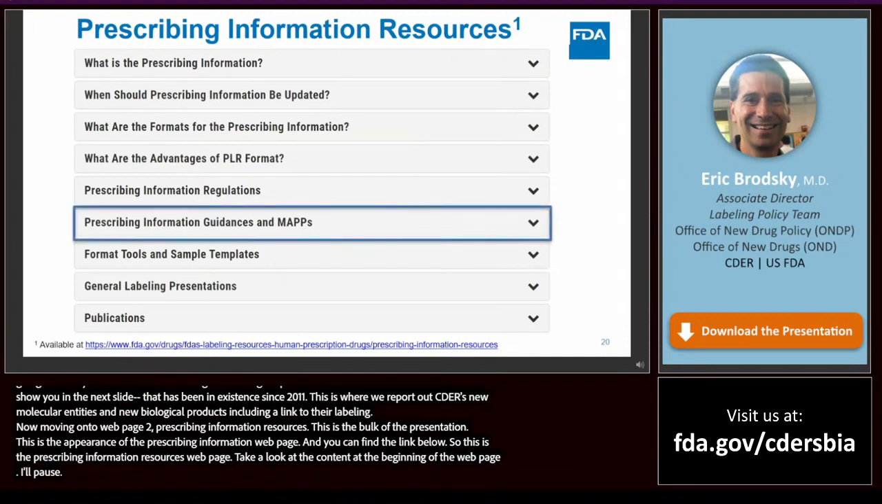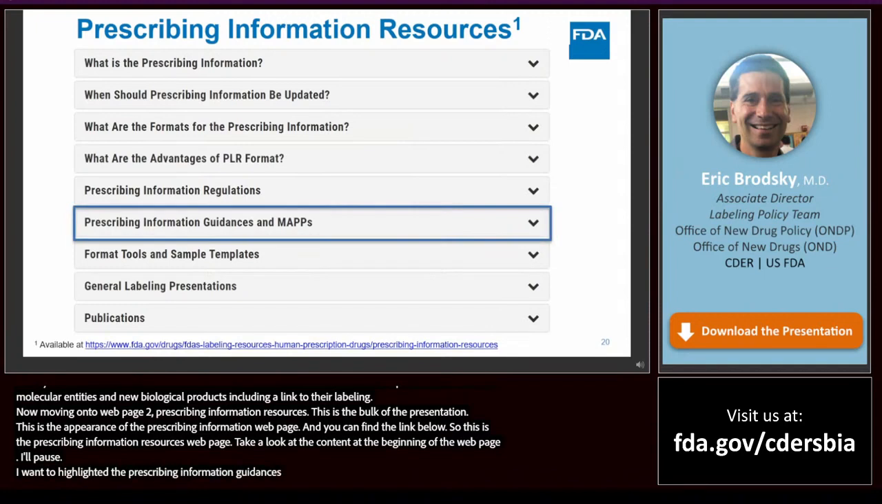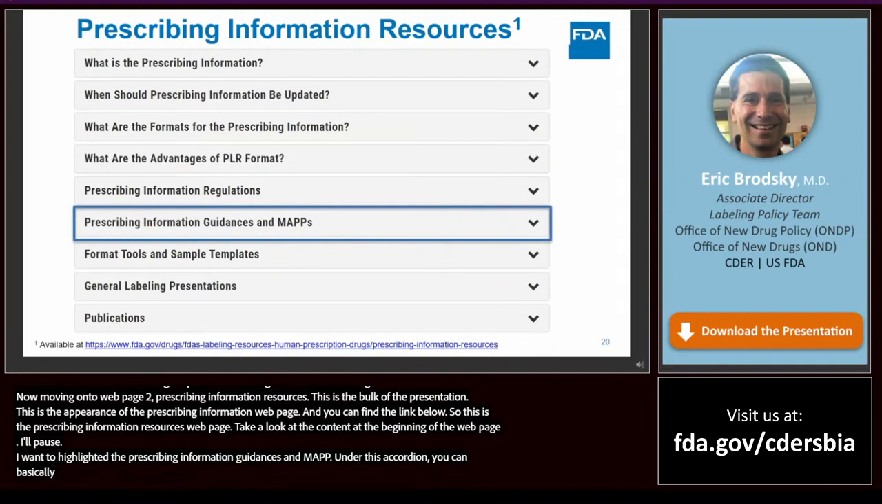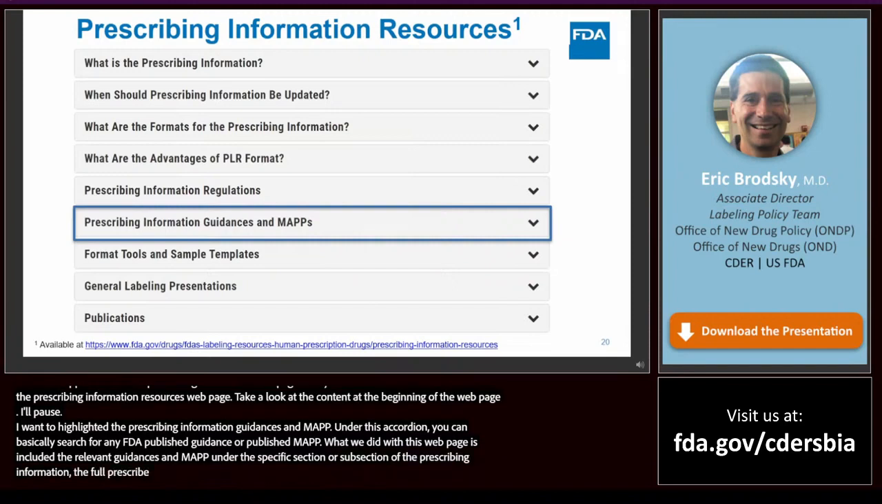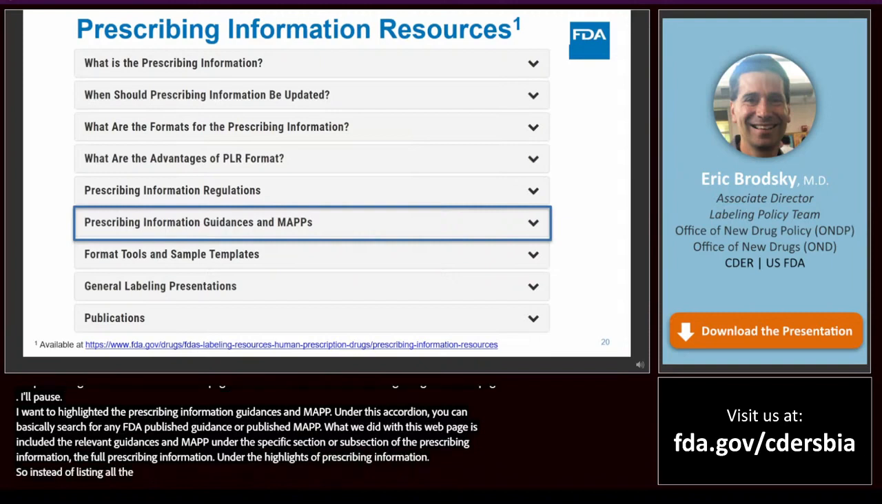I want to highlight the prescribing information guidances and maps. Under this accordion, you can basically search for any FDA published guidance or published map. What we did with this web page is included the relevant guidances and maps under the specific section or subsection of the prescribing information, the full prescribing information, or under the highlights of prescribing information. So instead of listing all the prescribing information guidances and or maps here, we listed them below, and we'll go through that.